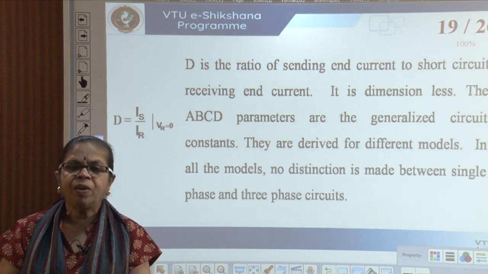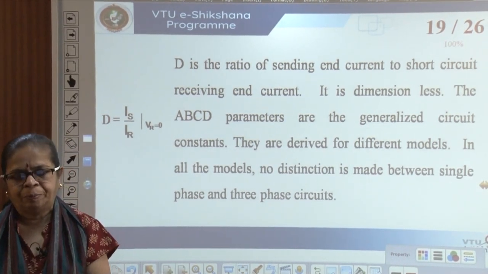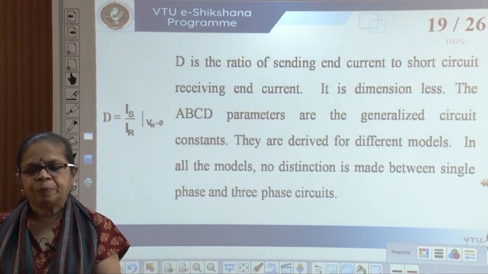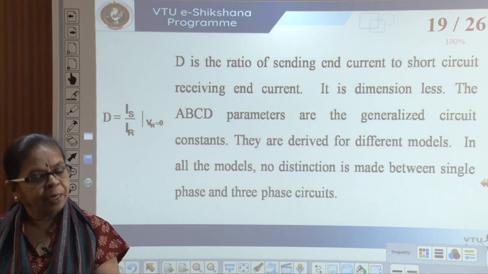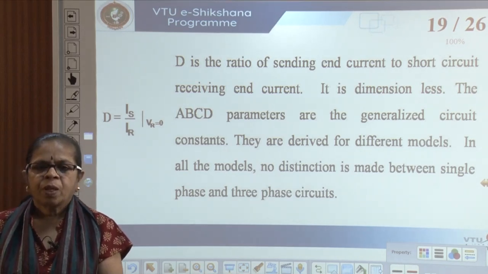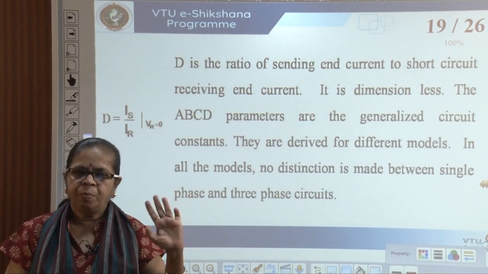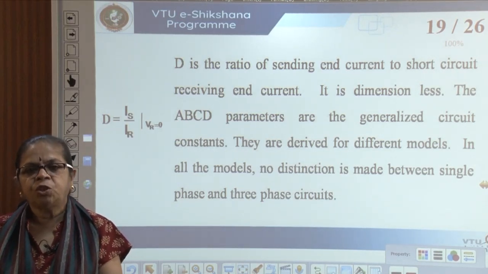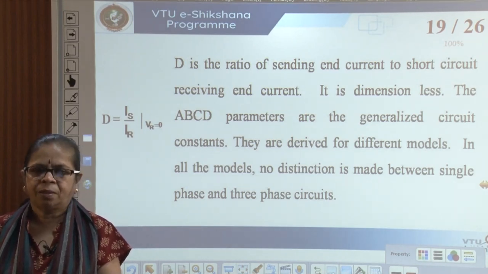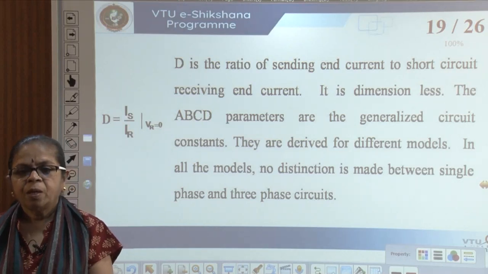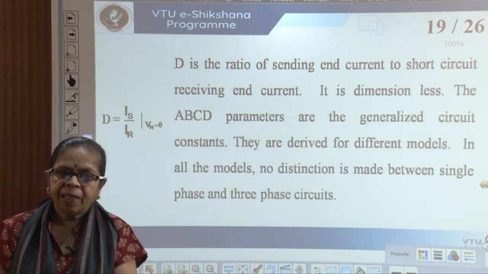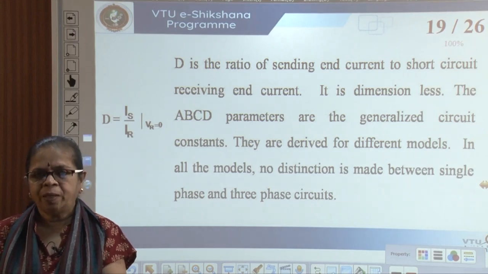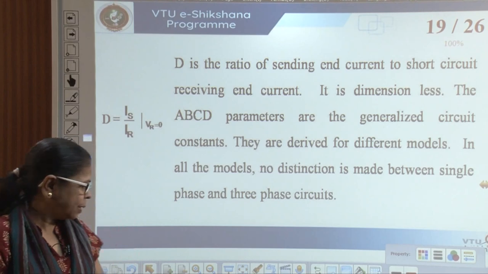And D is IS by IR when VR is equal to 0. VR is equal to 0 means the output is short circuited. So, it is the ratio of sending end current to receiving end current. Since it is the ratio of two currents, it is dimensionless. So, now we have the definition of all the four parameters, A, B, C, D. These A, B, C, D parameters are called the generalized circuit constants. So, now we will move further and derive these generalized constants for different models. We have discussed so many models. We will see how to calculate these for the different types of models we have discussed.